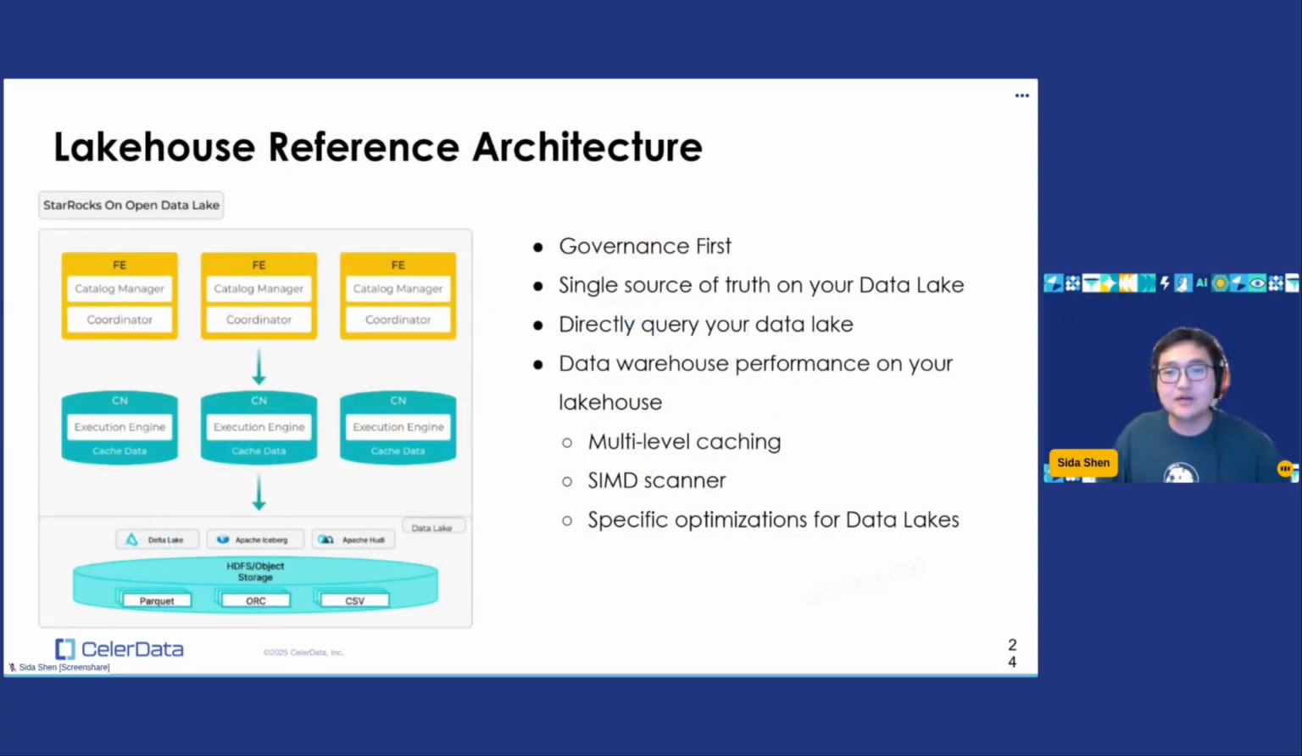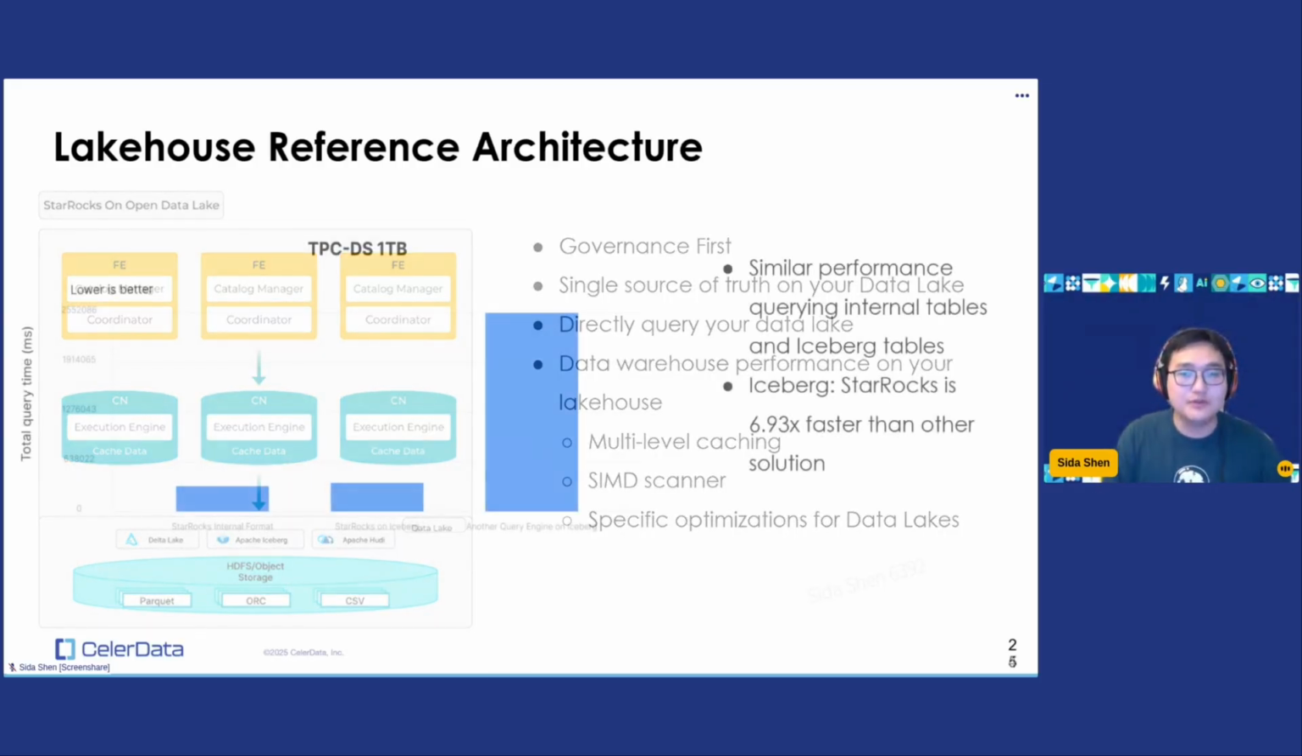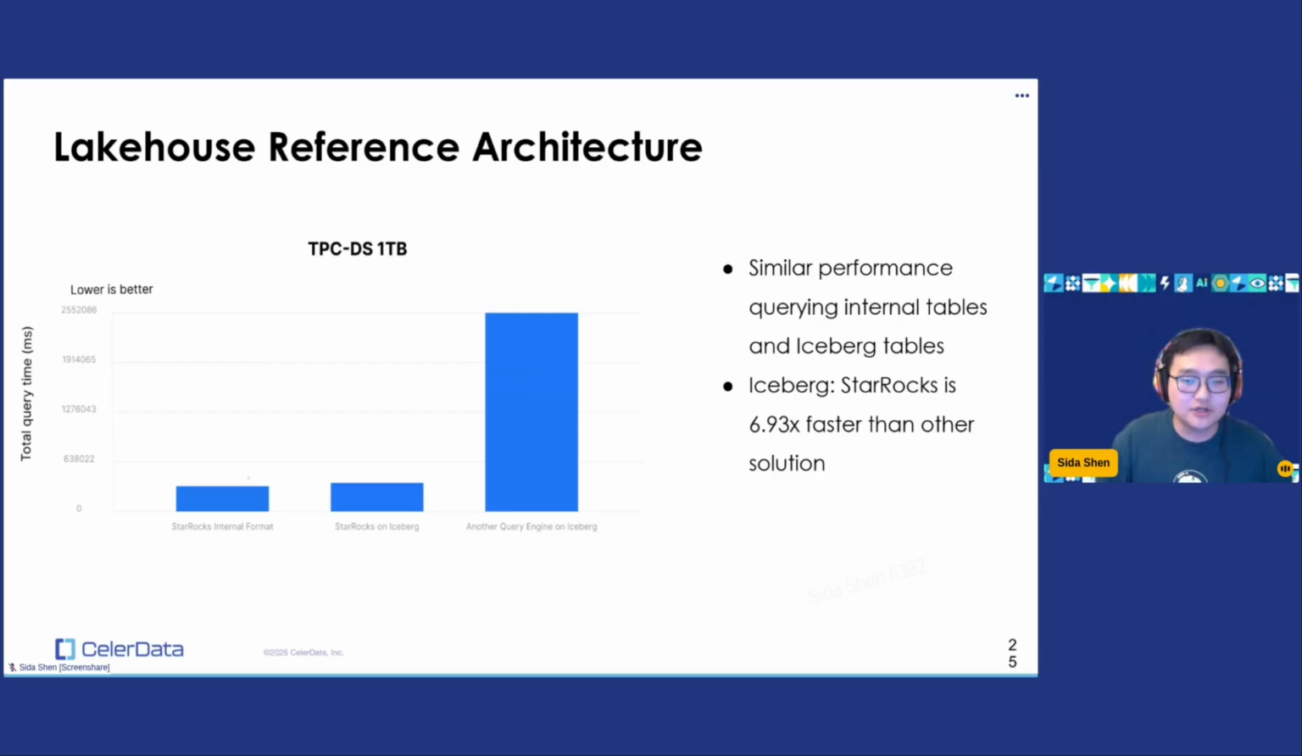And then it's a lakehouse reference architecture. This focuses a lot more on governance. You want a single source of truth on open formats, on your Apache Iceberg tables. StarRocks can directly query your data lake and still get relatively similar performance as the real-time reference architecture, so a lot of features we built to support this kind of performance. StarRocks on internal format versus StarRocks on Iceberg is virtually less than 10% difference.